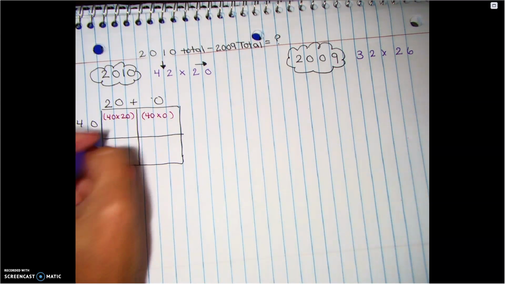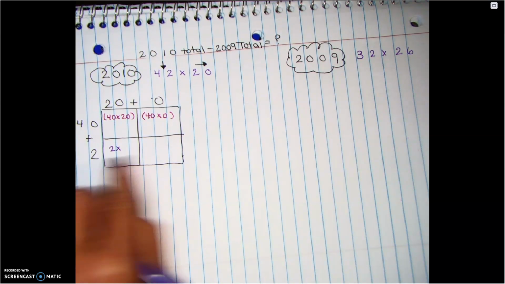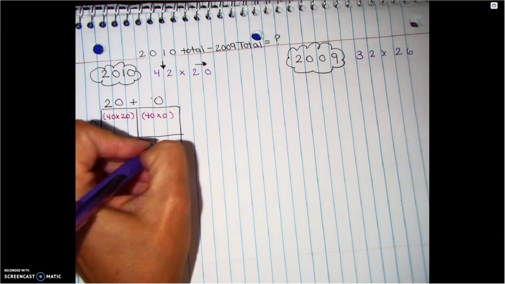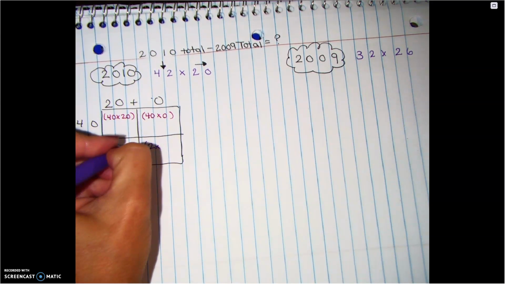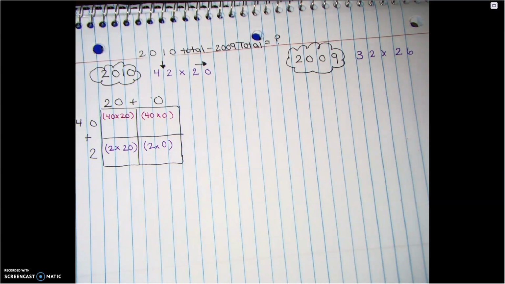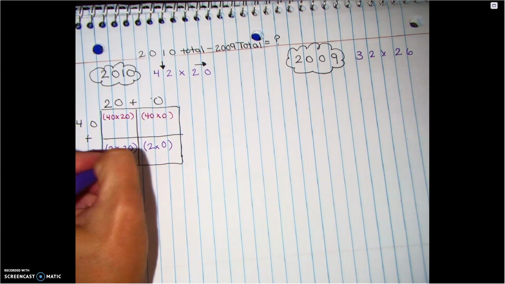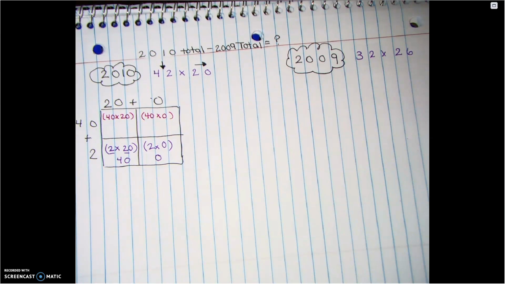And then on this one, we have 2 times 20. And I've told my group, this number we're just going to go ahead and put 2 times to help us remember, and then we follow up here. So this one's 2 times 20, and this one's 2 times 0. Now I'm going to multiply. So this one, 2 times 2 is 4 with a 0. Anything times 0 is 0.